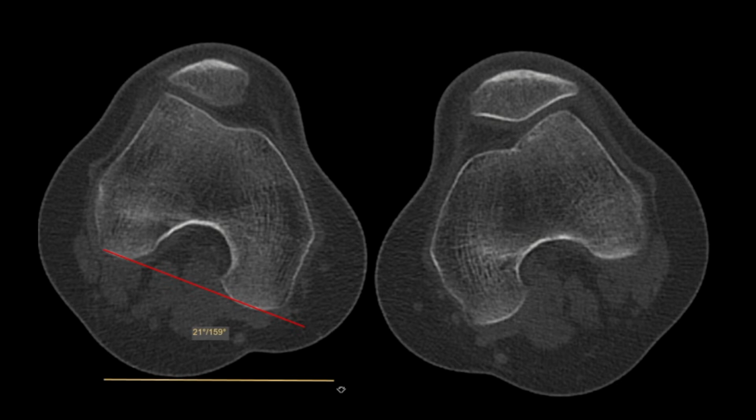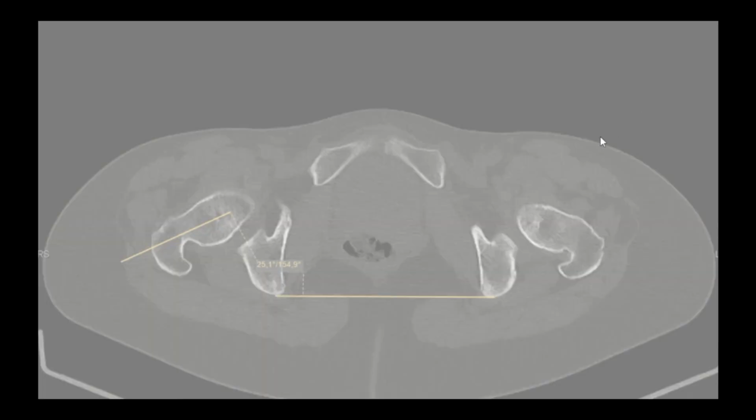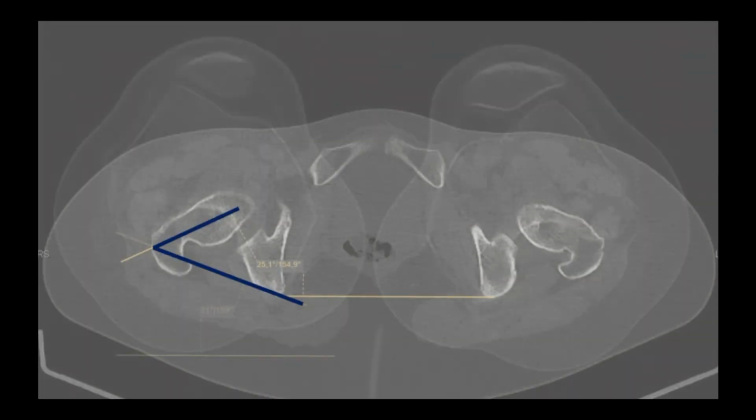Because the two angles are directed in the opposite direction, so there is anteversion at the hip joint and internal rotation at the knee joint, the two angles have to be added up in order to receive the combined femoral anteversion. To demonstrate this, we overlap the two images here. So you can see the angle at the hip joint and the angle measured at the knee joint, which then add up to a combined femoral anteversion of 46 degrees in this case.